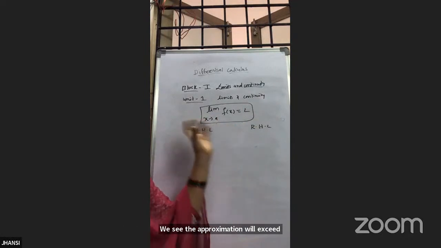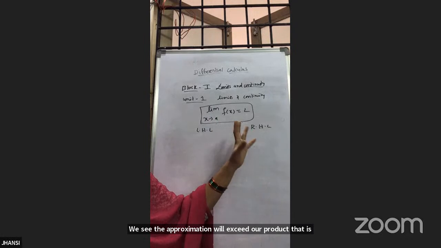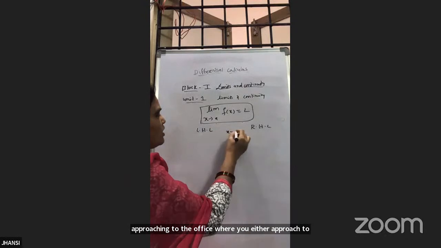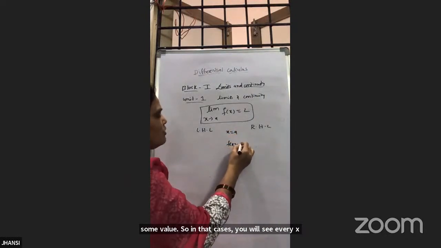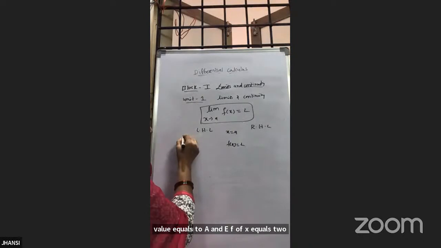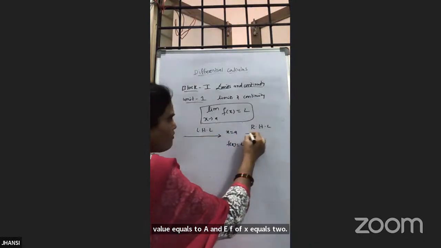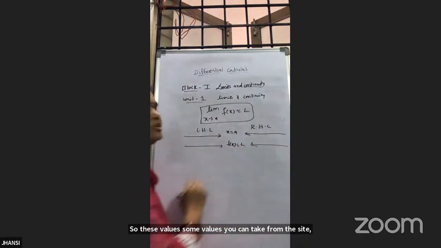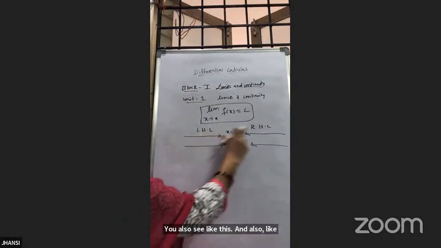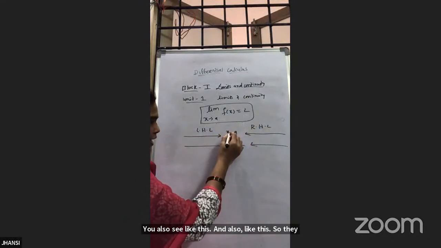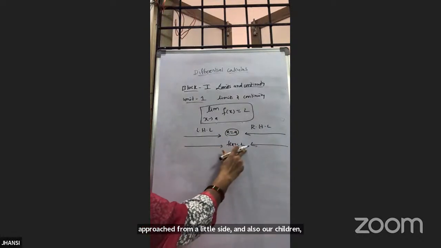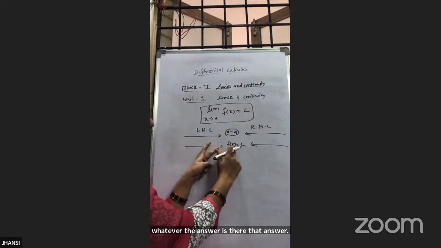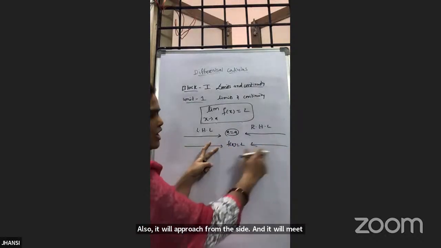When x is approaching a, the f of x value is approaching some value. In that case, x equals a here and f of x equals L here. Some values you can take from this side and some values from this side. Here also the same, like this and also like this. So they approach from the LHL side and also the RHL side, and they meet at the point x equals a. And whatever the answer is there, it will also approach from this side and meet at f of x equals L. And here also like this.